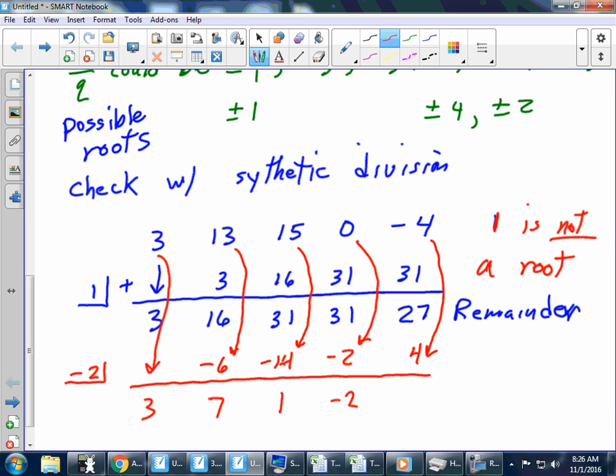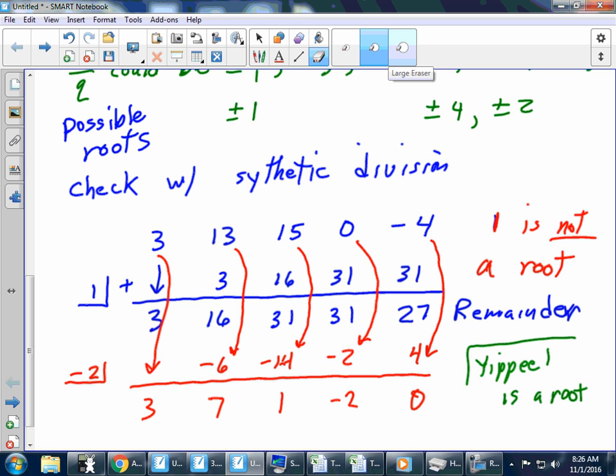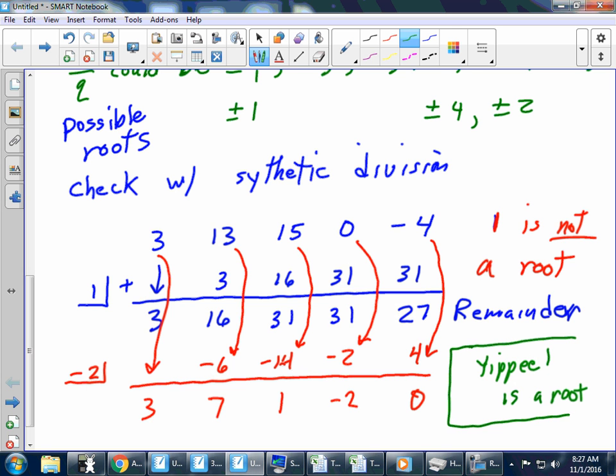You see it coming? 0. So, yippee. Negative 2 is a root. Oh, wait, no, that's right. Negative 2. You were right. My bad. You were right, and thank you. I need the wisdom of the crowd. Negative 2 is a root.